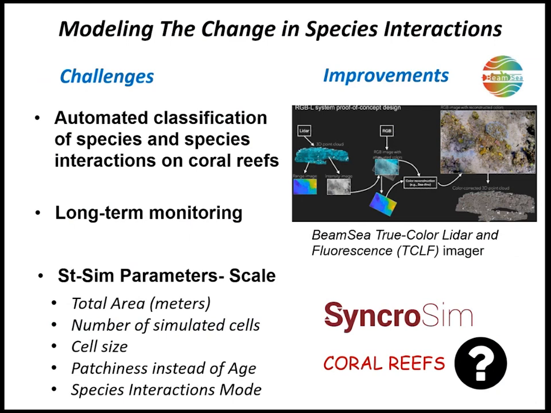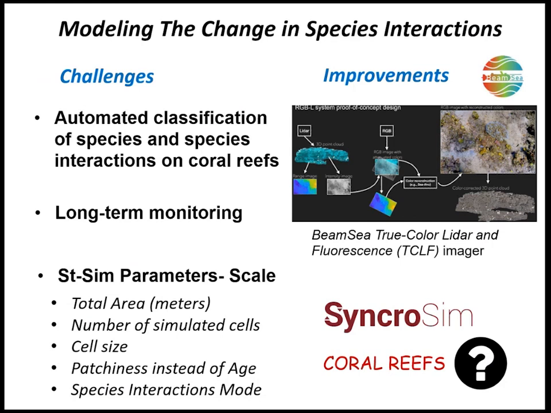So what are the challenges that we have at this moment? First, we are doing everything manually, identification of species manually on these photographs. So we want to automate this classification of species and species interactions. The improvement right now is that we have a great collaboration with some underwater optic engineers. They are developing at this point a true color LiDAR and fluorescent imager that we expect will help us to basically identify the species based on color and texture underwater.